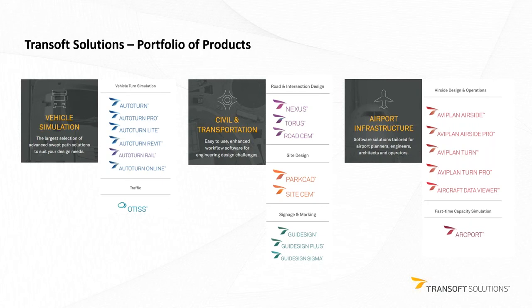On the civil and transportation side, let me highlight TORUS roundabouts, an innovative roundabout design tool that uses the vehicle envelope method as a background engine to generate the roundabout geometry. We also have a new product called Nexus DDI, an innovative tool for conceptual design of a diverging diamond interchange. ParkCAD is for parking layout design, and GuideSign and GuideSign Plus are for highway sign design. On the aviation side, we have the AV Plan suite of products, and also a tool for capacity simulation, our ArcBoard suite of products.